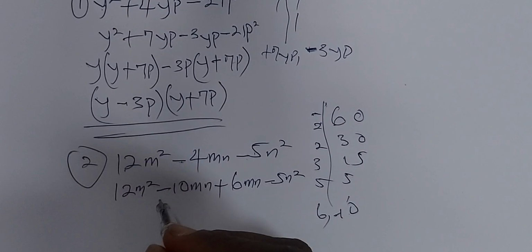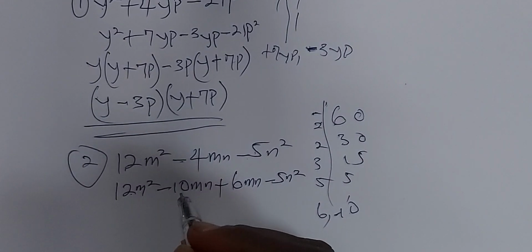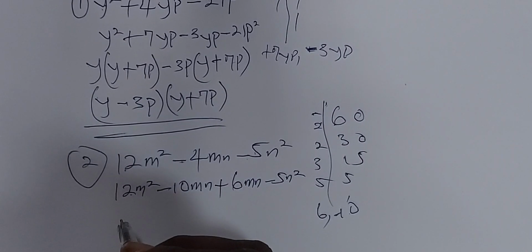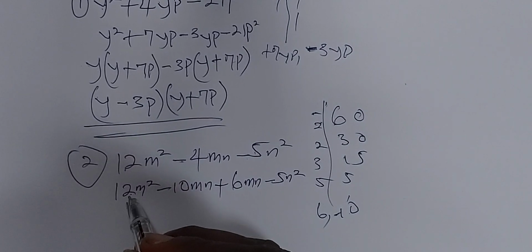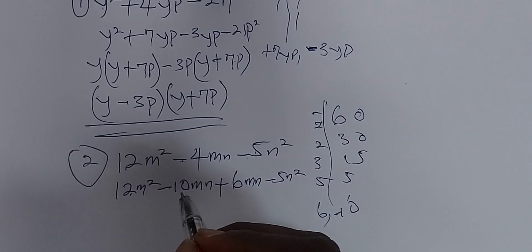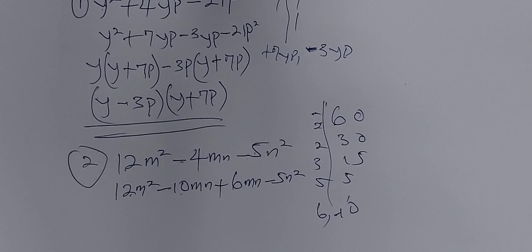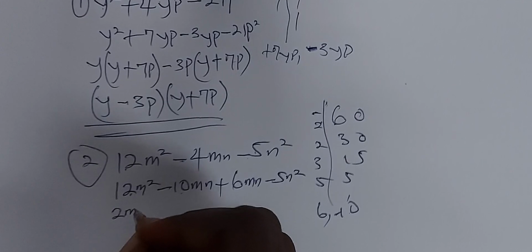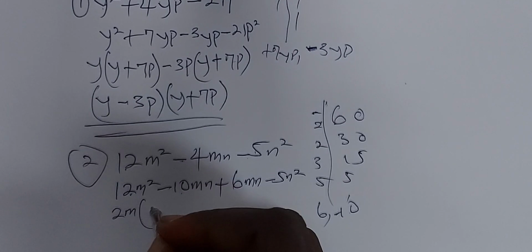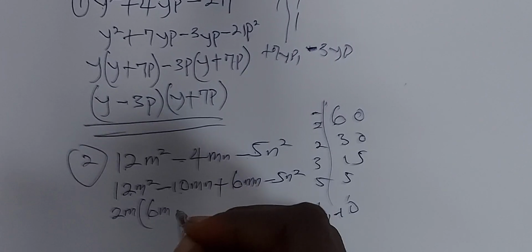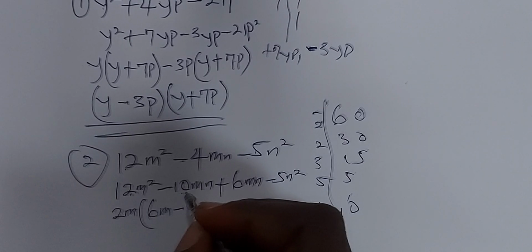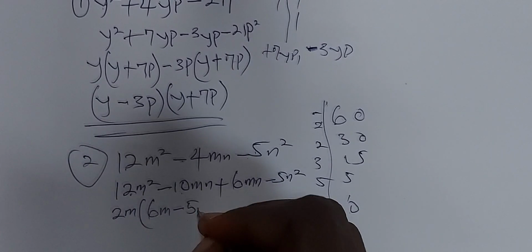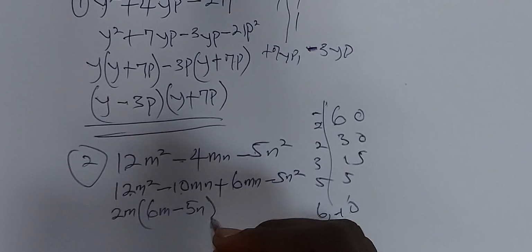We now have what is common. What can divide 12 and can also divide 10? We have 2. 2m can go into here. We have 6m minus, what do we have here? We have 5n. Close it.